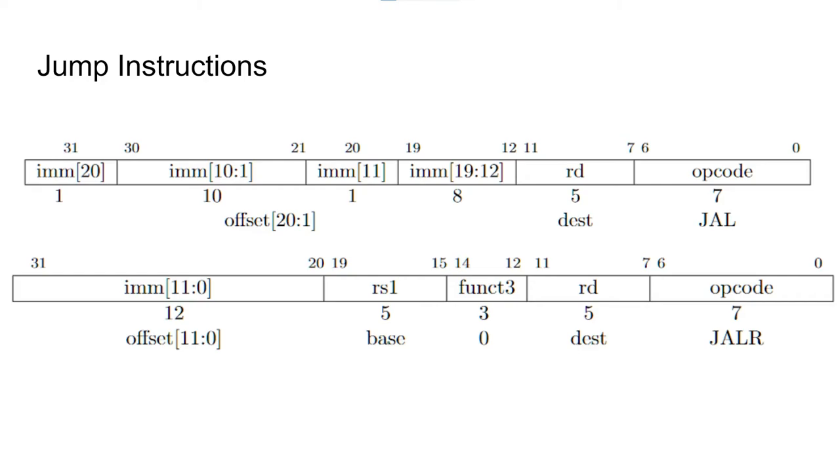Then they both store the address of the instruction after the current instruction into RD, so it's possible to return from them. JAL adds the immediate to the value in the program counter and jumps to that instruction, whereas JALR adds the immediate to the value in RS1 and jumps to that instruction.